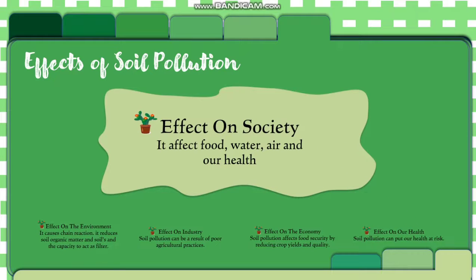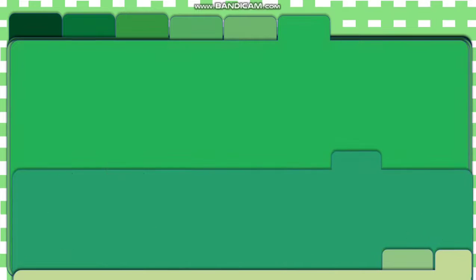Next is effect on society. It affects food, water, air, and our health. So the food we eat, the water we drink, and the air we breathe, yung health natin and health ng iba pang organism dito sa planet ay nakadepende sa healthy ng soil. So that's are the effects of soil pollution.